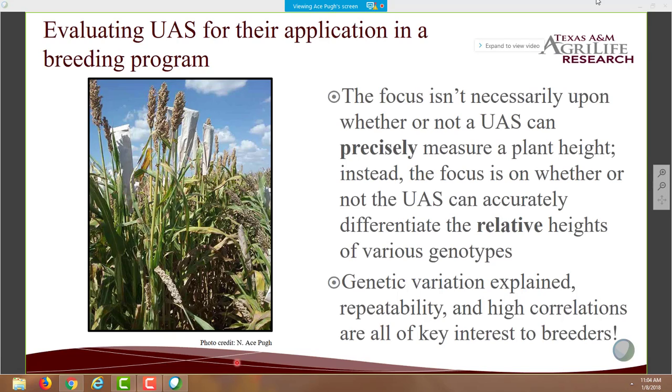So as breeders, we're most interested in the genetic variation that can be explained by these techniques, the repeatability, and high correlations, of course, are also important to breeders. But I think the most important thing is our ability to differentiate between plots accurately. If you say one plot is taller than another, the UAS also has to say that plot is taller than the other. It's not as important that the UAV is able to say that it is 50 inches exactly.